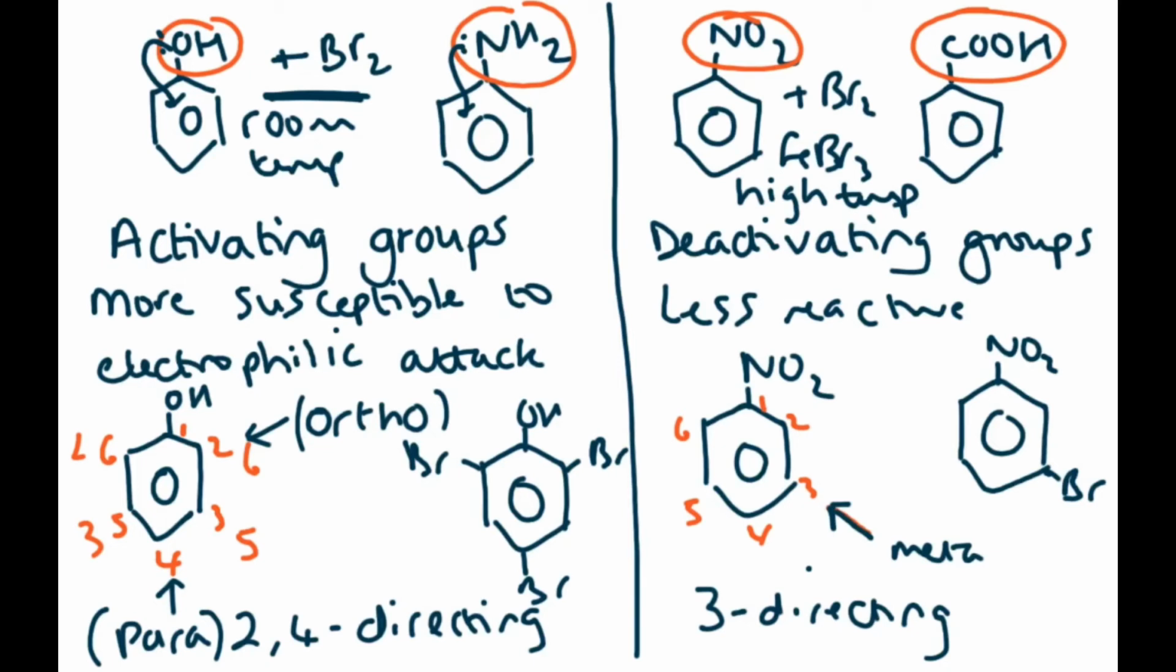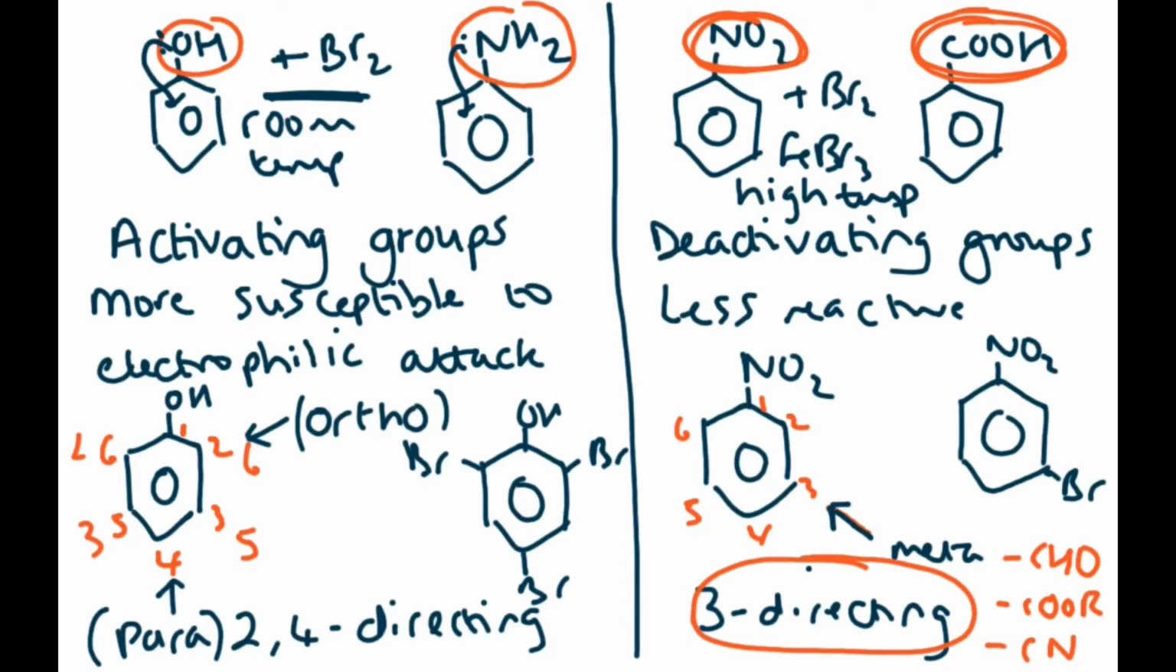Okay, now as a general rule, this is not absolute, but the 3-directing groups have a double bond. Yeah, so you take NO2, COH. This is how I remember it. You're also thinking things like aldehyde, CHO, and esters, and the nitriles, CN. So if the substituent on the benzene ring has a double bond, then it is a 3-directing substituent.